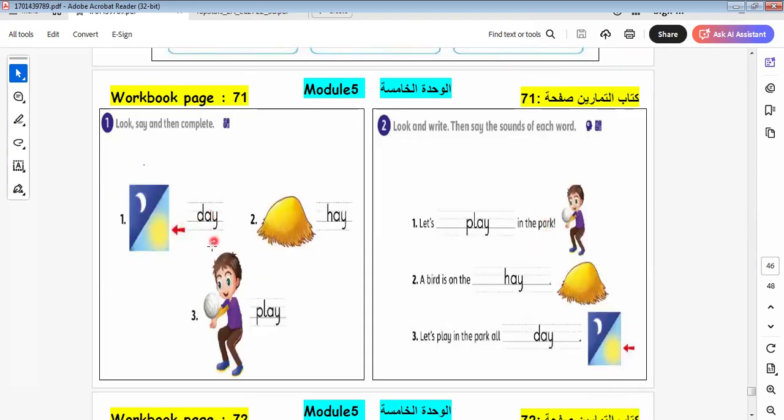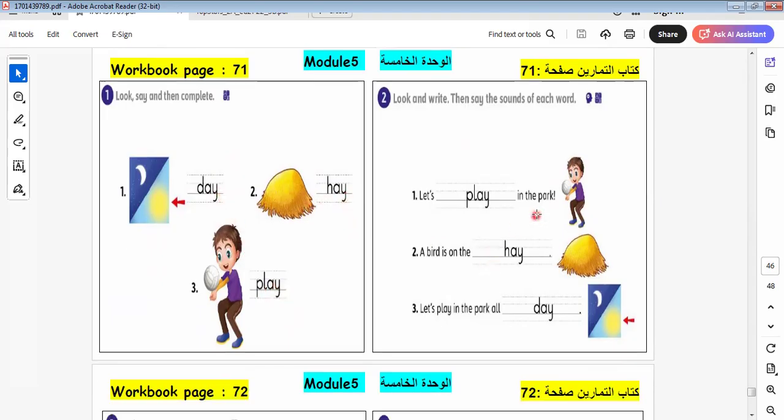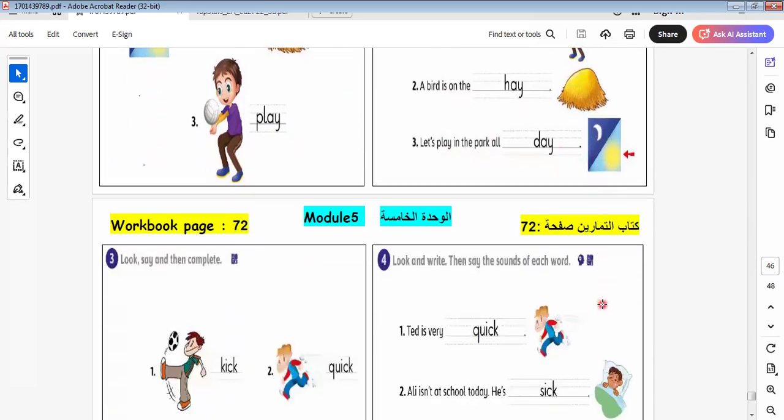Let's go to another one here. Here would be day. Day means during the morning. So it will be day, hay, and play. The pronunciation is A-Y, A-Y, A-Y. Let's play in the park. The person is on the hay. Let's play in the park all day.